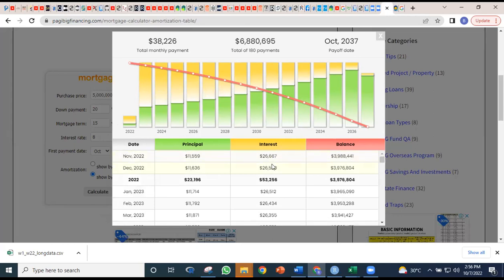So if you take a look at this, di ba? Yung interest natin, itong 53 na to is just the sum. Yung black na to, it's just the sum for the year. But you notice the interest expense, it's going down every month. 26,667, 26,590, 26,512, 26,434. It goes down because the ending balance of the principal goes down also.